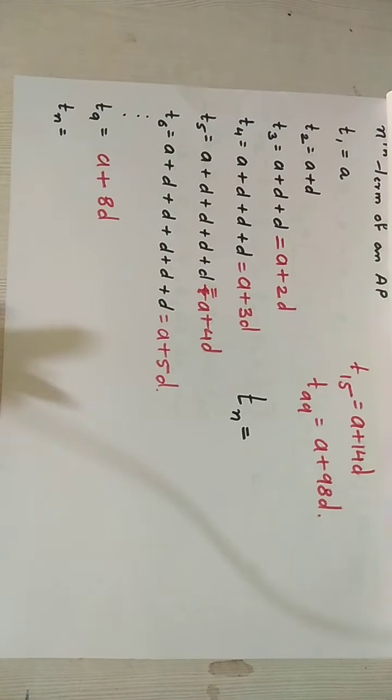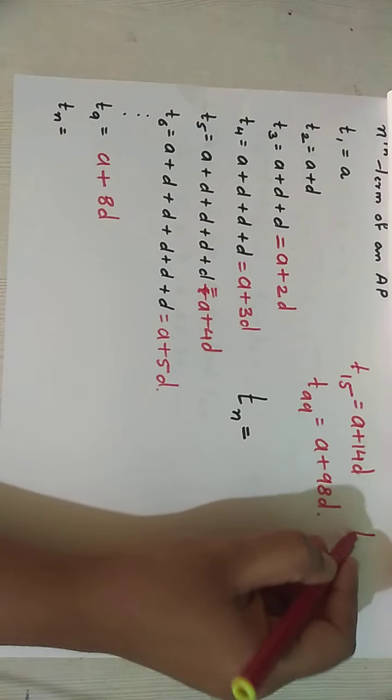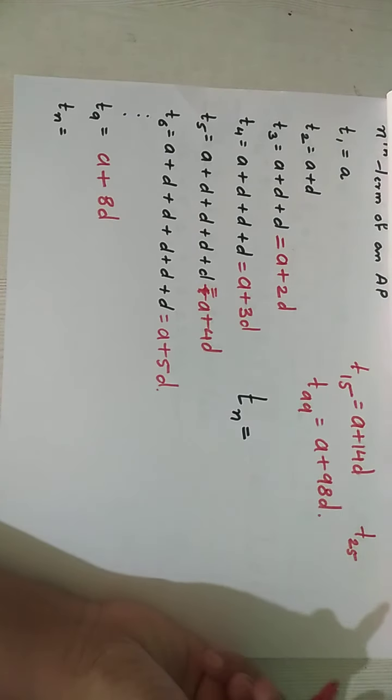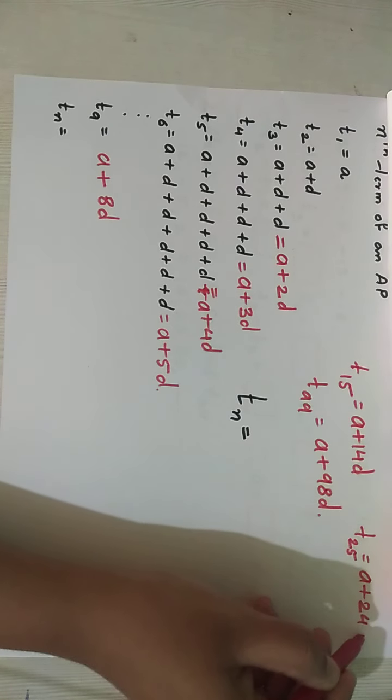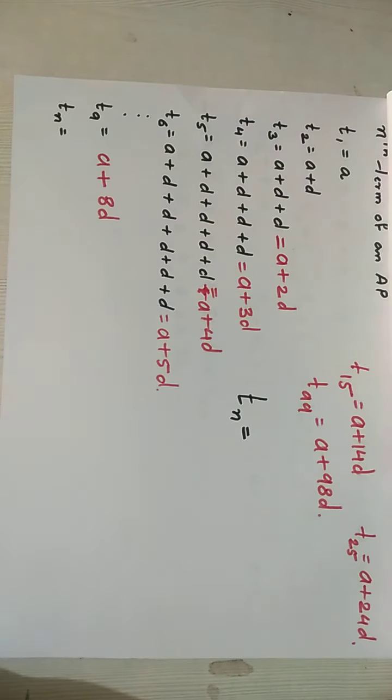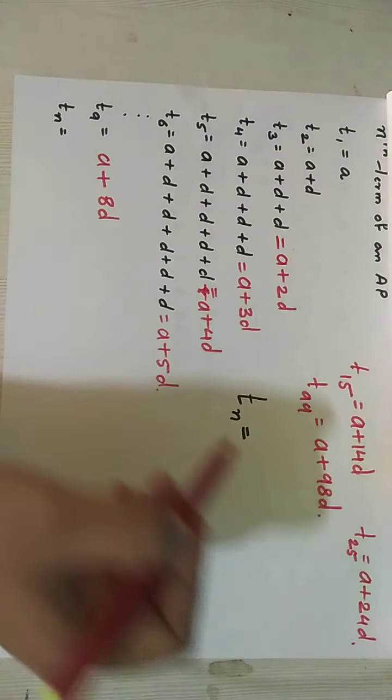Now can you make a guess for the T25th term? It will be A plus 24D. Very good. A plus 24D. So this is how we get the formula for Tn.